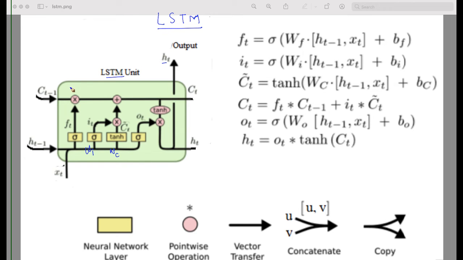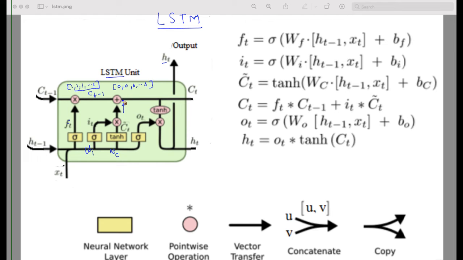Now let us say the input coming from here, FT, is all ones, like 1, 1, 1. And let's say the input coming from here is all zeros, 0, 0, 0. Now whatever CT we are getting here gets pointwise multiplied, so if this is all ones, we'll get CT minus 1 transmitted as it is.